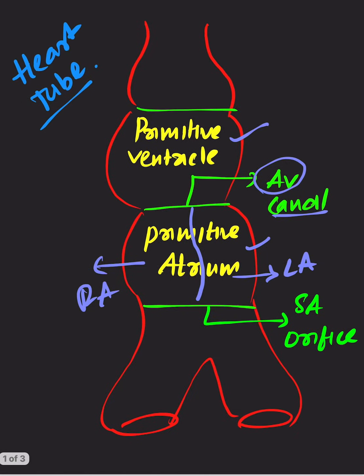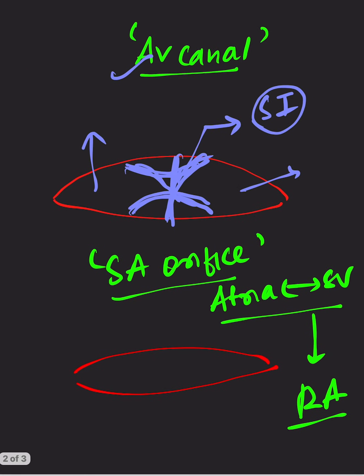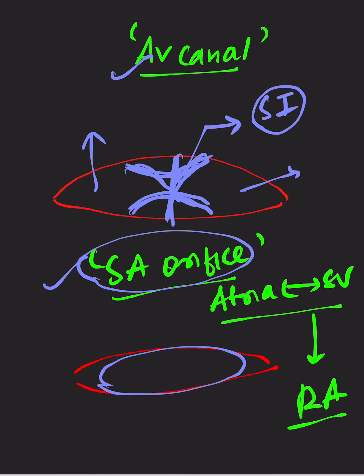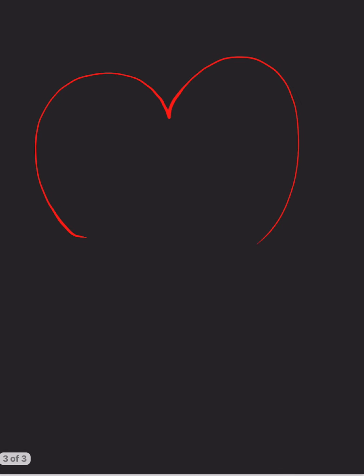Now, there is another junction between the primitive atrium and the sinus venosus called the sinoatrial orifice. Now, what happens to the sinoatrial orifice? By enlargement of the sinoatrial orifice, most of the body and right horn is absorbed into the right atrium. What happened to the sinoatrial orifice is it gets incorporated into the right atrium like this. See, consider this as a right atrium.